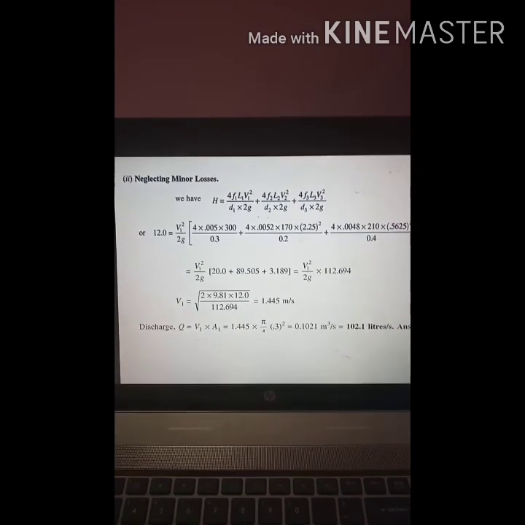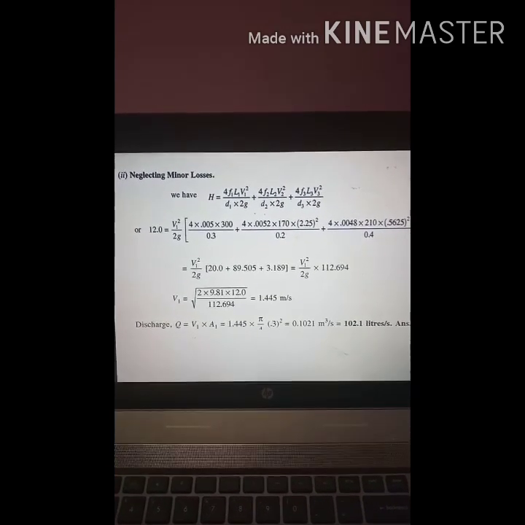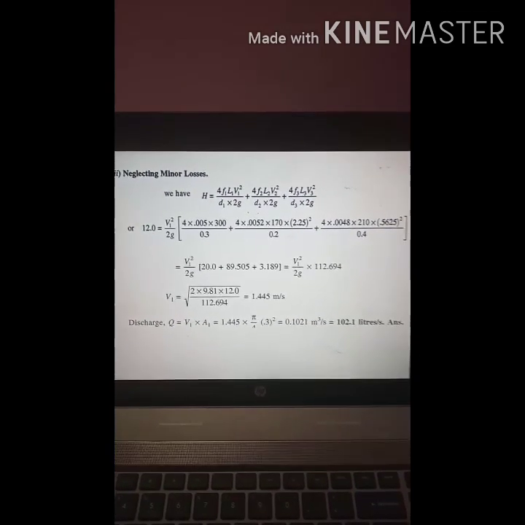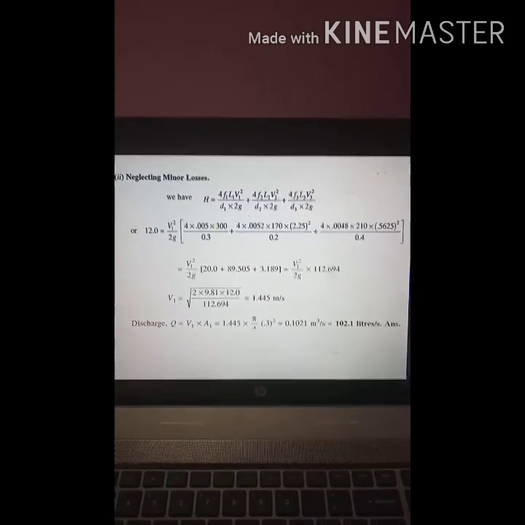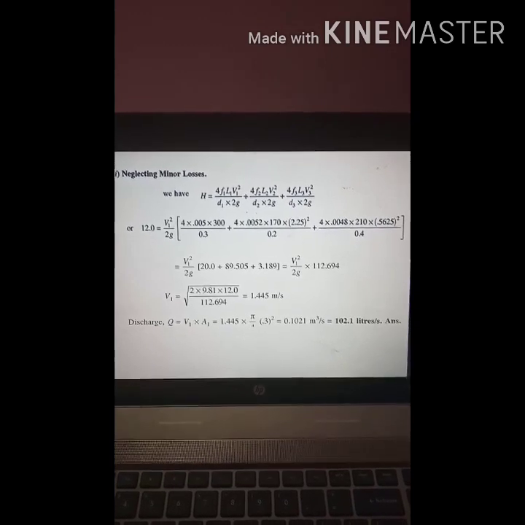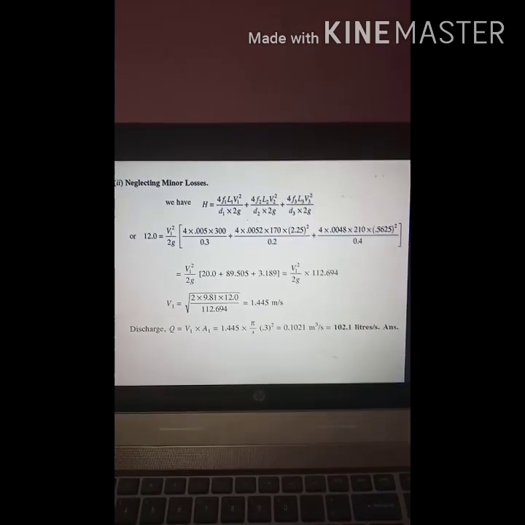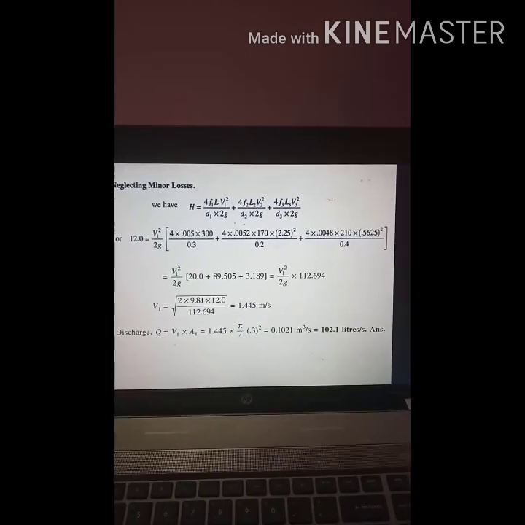Secondly, you have to neglect the minor losses, so the numerical becomes very simple. If you neglect all the minor losses, you have to consider only the major losses. So capital H is equal to 4f1 L1 V1 square by 2 g D1 plus 4f2 L2 V2 square by 2 g D2 plus 4f3 L3 V3 square by 2 g D3.